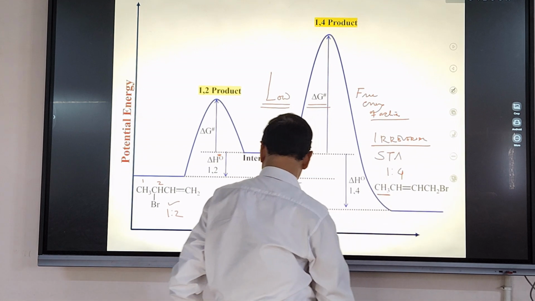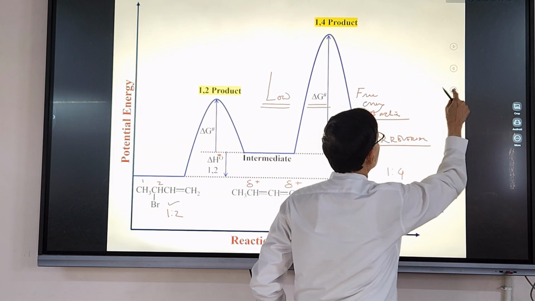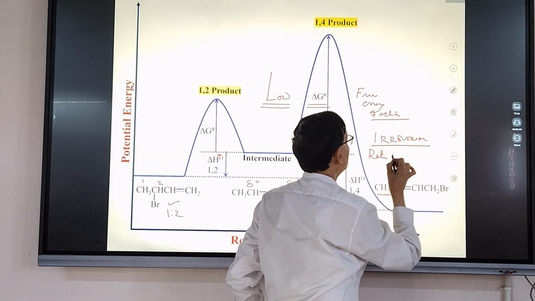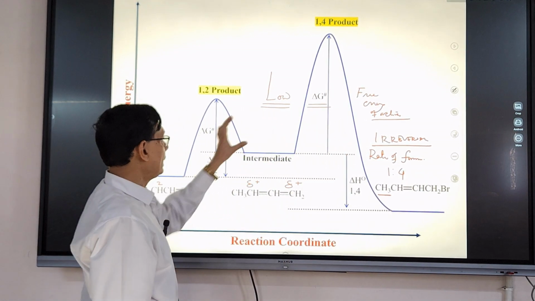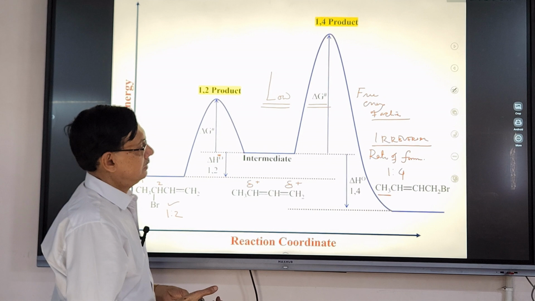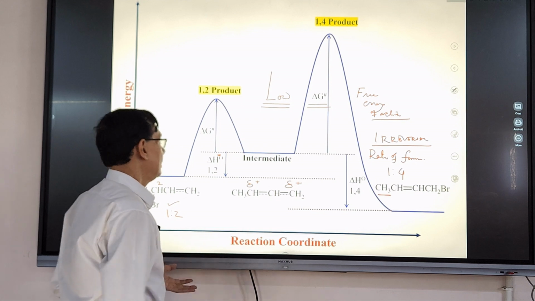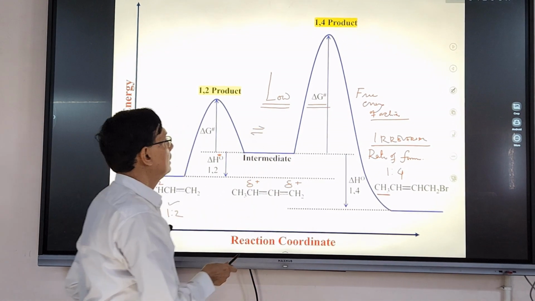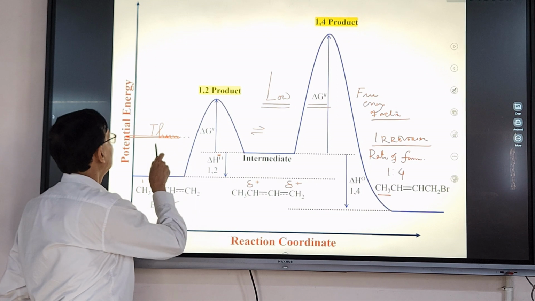The deciding factor is the rate of formation of the 1,2 product and 1,4 product, and it is irreversible in nature. But at normal temperature, when the temperature is very high, that delta G is immaterial. So it can easily be converted into the 1,4 product and 1,2 product. So that is a reversible process, and that is called thermodynamic control. Thermodynamic control reaction.